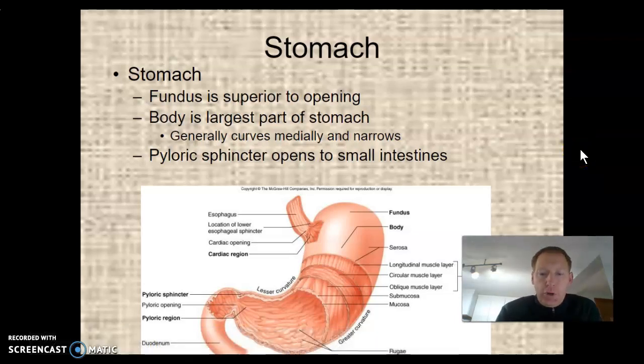Welcome everybody. This is part 2 of our notes on the digestive system. So we're going to start right where we left off. We left off at the top of the stomach.